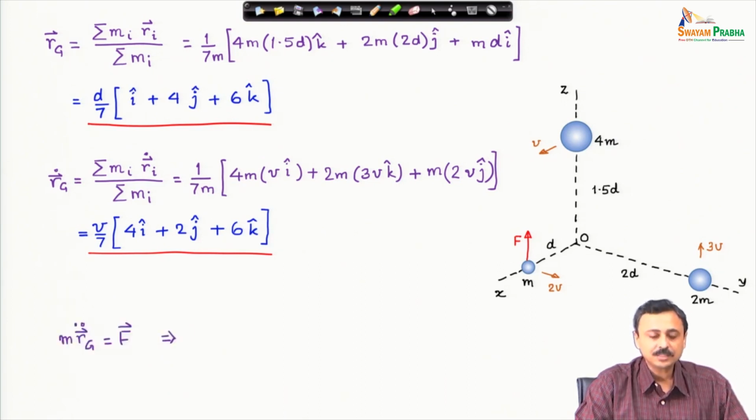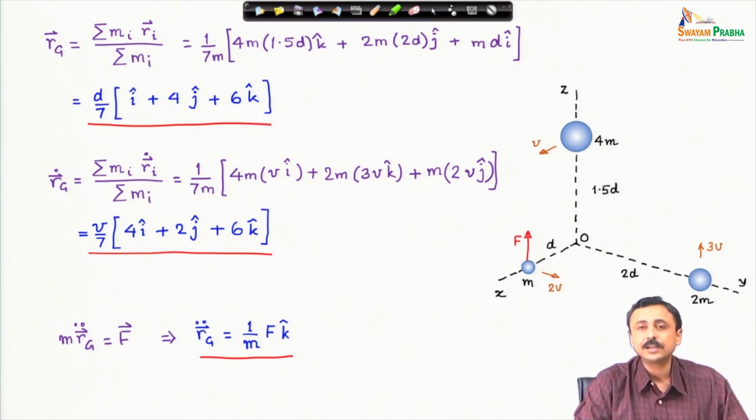Acceleration of the center of mass is governed by the generalized Newton's second law. So, mass times acceleration of the center of mass is equal to the net force acting on the system, and from there we obtain the acceleration of the center of mass as (1/m) F k cap. Here the vector F is in the k cap direction.